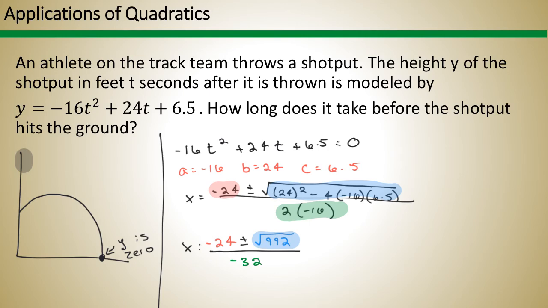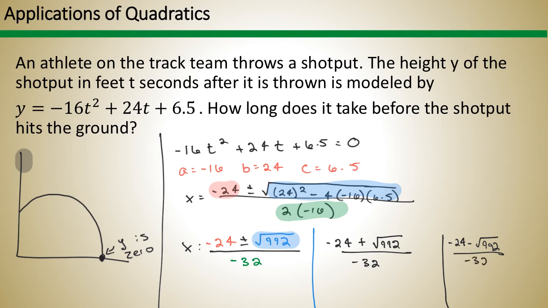Okay, so we're not going to worry about simplifying the radical. Let's just break this thing apart here, and we have two answers. We either have negative 24 plus root 992 over negative 32, or negative 24 minus root 992 over negative 32.